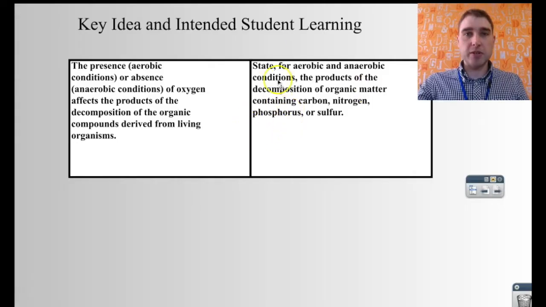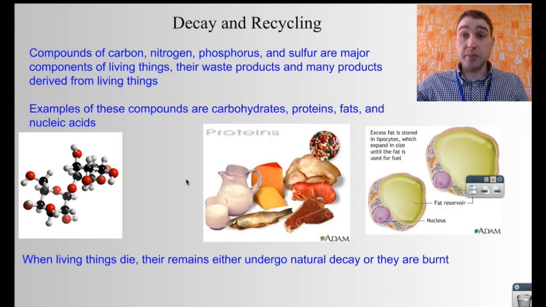So for this outcome you need to state for aerobic and anaerobic conditions the products of decomposition of organic matter containing carbon, nitrogen, phosphorus or sulfur. So this is all about decay. If we look at some of the compounds that make up living things, we've got carbohydrates, proteins, lipids, they contain elements that get recycled back into the environment.